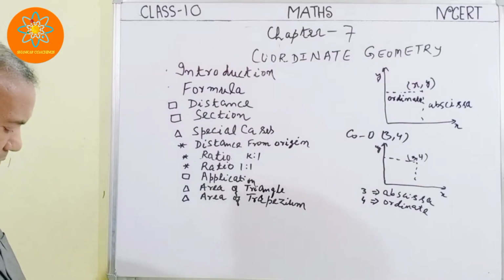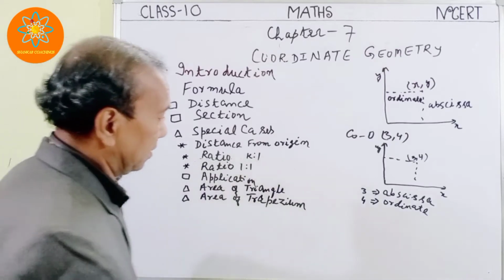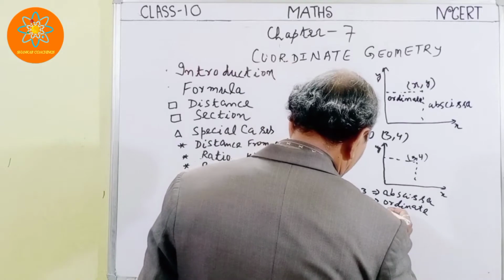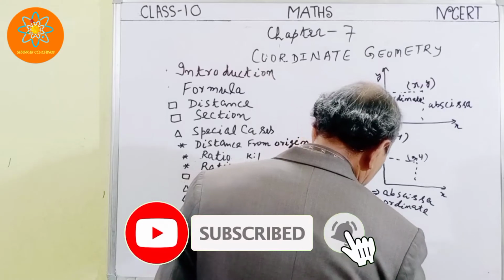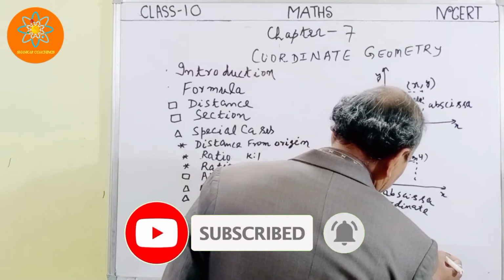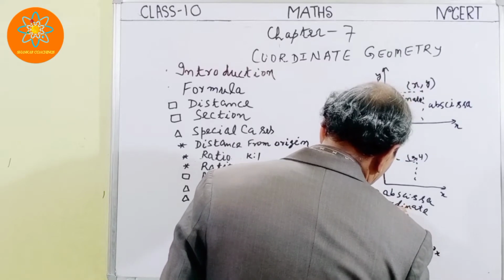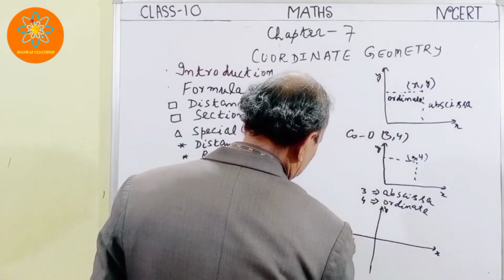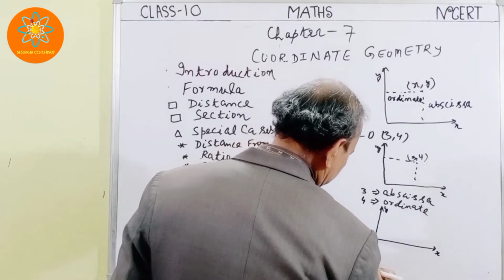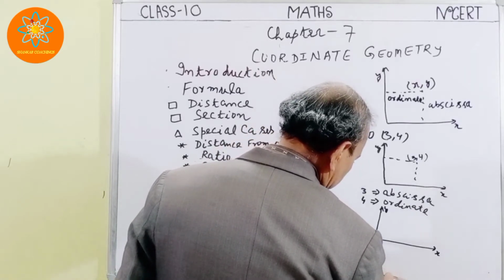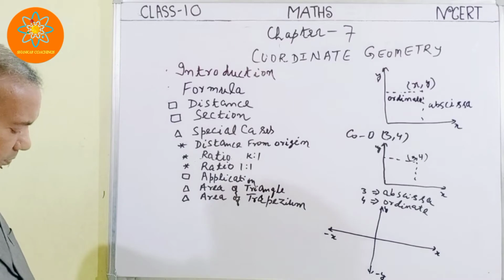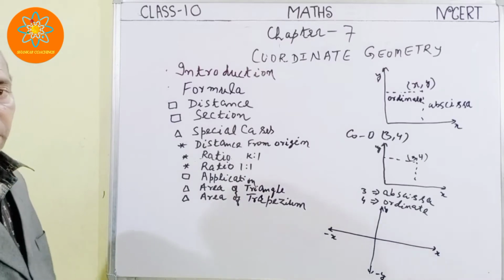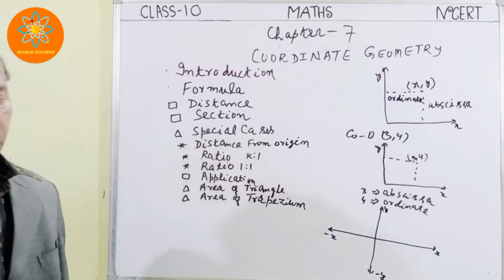One thing more, if you see the different coordinates, then you can put them like this. This is x, this one is y, this is minus x, and this is minus y. So this is all about the introduction portion of this coordinate.